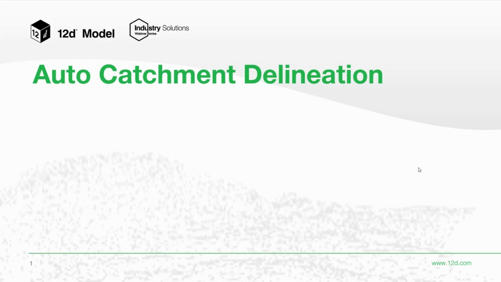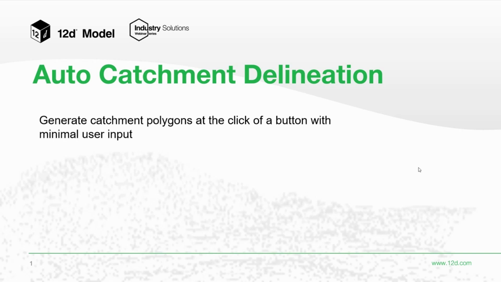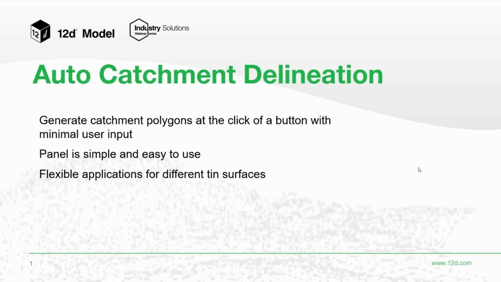Now, for the uninitiated, auto-catchment delineation is a tool that allows users to generate catchment polygons at the click of a button with minimal input. Fundamentally, it's designed to be simple and easy to use. And it also has flexible applications for a variety of different tin types. So whether you're working on survey data or detailed design data or even LiDAR, this tool is designed to sort of cover all of those bases, and I'll show what I mean later on.